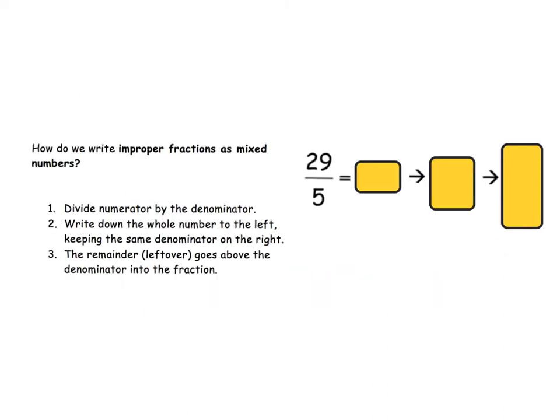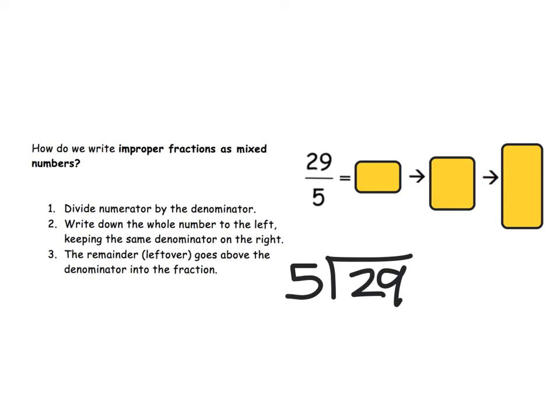Following along with the example on your paper, we want to take our last example and change it back into a mixed number. So, given 29 divided by 5, let's go ahead and draw our division box. 29 on the inside and 5 on the outside. Let me redraw that. There we go.